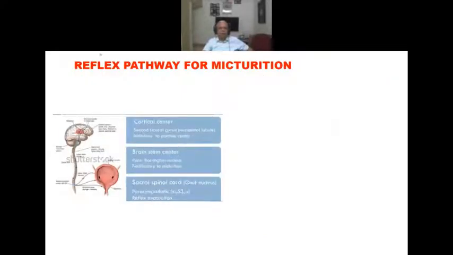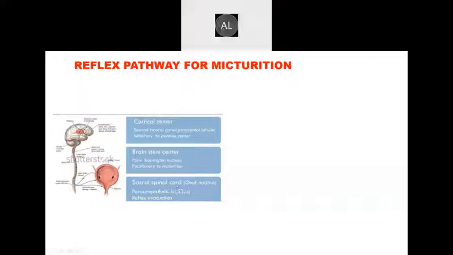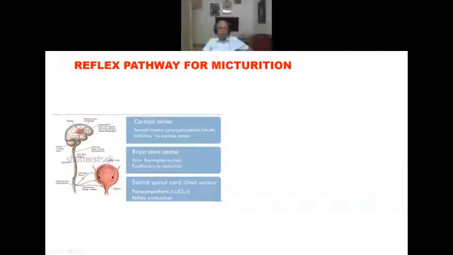Cortical center, we have the superior frontal gyrus and the paracentral lobule, which is inhibitory to the pons. This is the control with which we are able to hold the urine. Even if you are feeling the fullness of the bladder, we are able to hold it till we reach the restroom. That is because of this cortical center control. But the brainstem control is mainly in the pons, which is called the Barrington nucleus, which is facilitatory to micturition. The sacral spinal cord has the Onuf's nucleus, which is parasympathetic, especially for evacuation. So these are the 3 controls which are there in the nervous system.